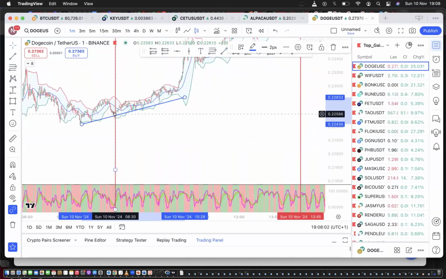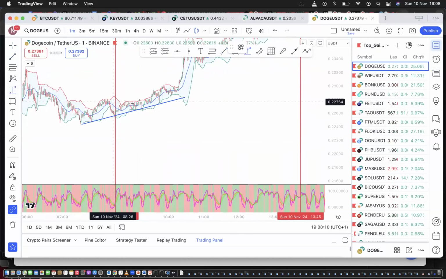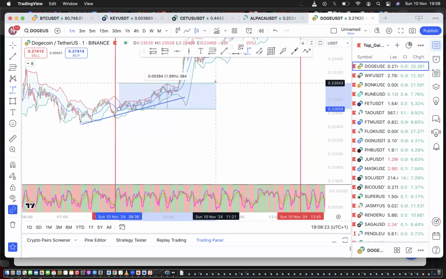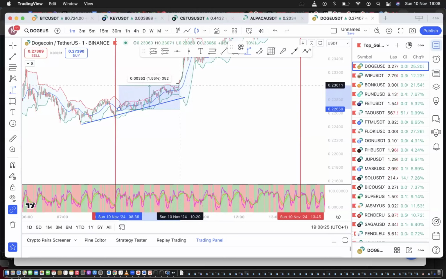On 15 minutes, this was triggered automatically. Some people say they don't know how to use price range. Please, this is price range. It's not an indicator, it's a drawing tool. So you click on this, and where's the KDJ cross? Right here. You have got your 1.5%. Super easy. You have got your 1.5% right here.